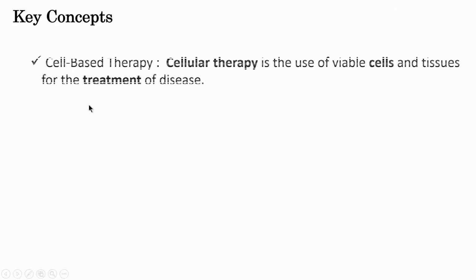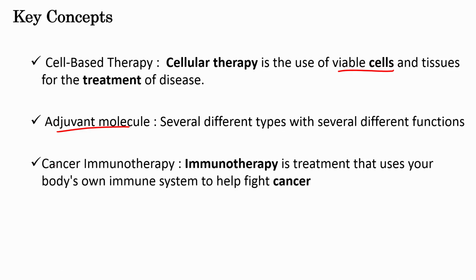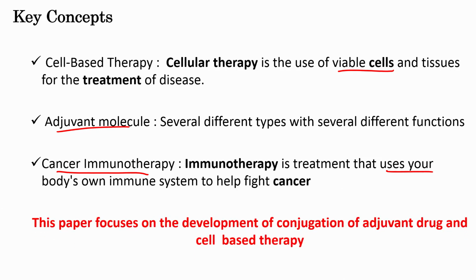So, one of the key concepts from the paper was that they were using cell based therapy, which means that they were using some viable cells and tissues for treatment of a disease. They were using adjuvant molecules. Again, as I said, there are several types and different functions of these adjuvant molecules that they were using, and the major goal was to do cancer immunotherapy, which is to basically use your own immune cells to help fight cancer. And this paper focuses on the development of conjugation of adjuvant and drug based cell therapies.